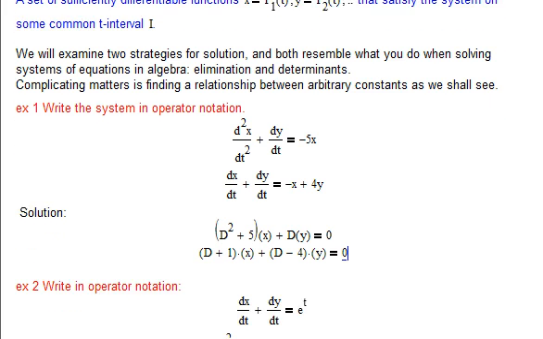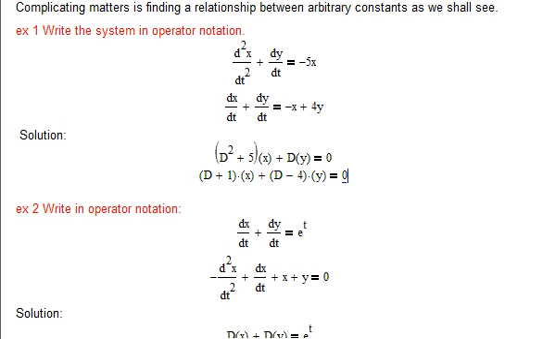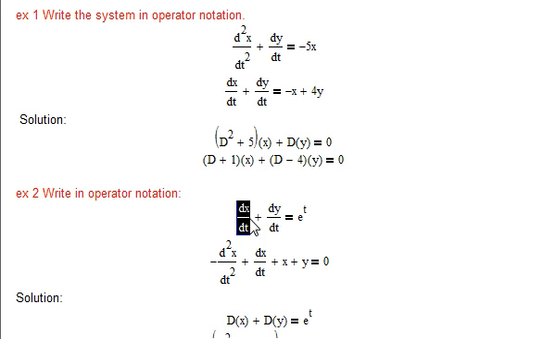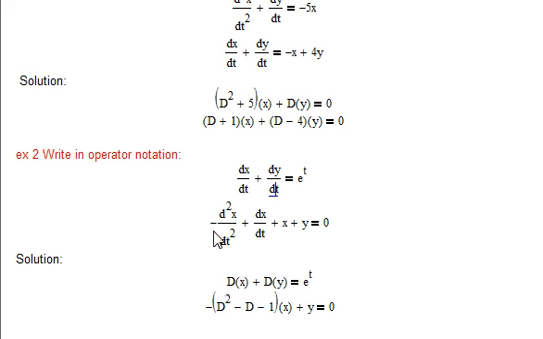So, part 2, write this one in operator notation. This one has an e to the t, but that doesn't make it much more interesting. It's just the derivative of x plus the derivative of y equals e to the t. And this one is a little more complicated: negative the second derivative of x plus the first derivative of x plus 1 plus just the function y equals 0. There that one is, all factored out.